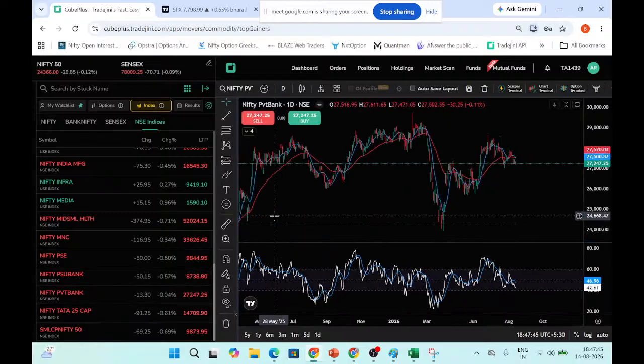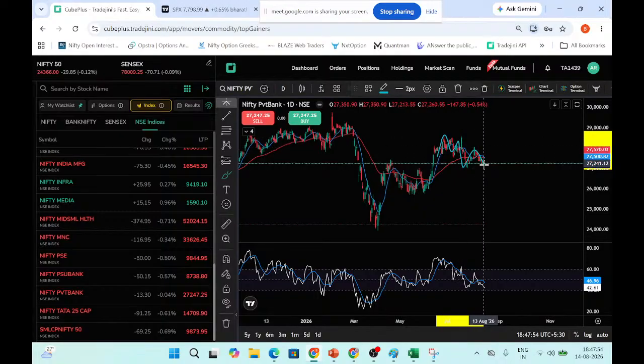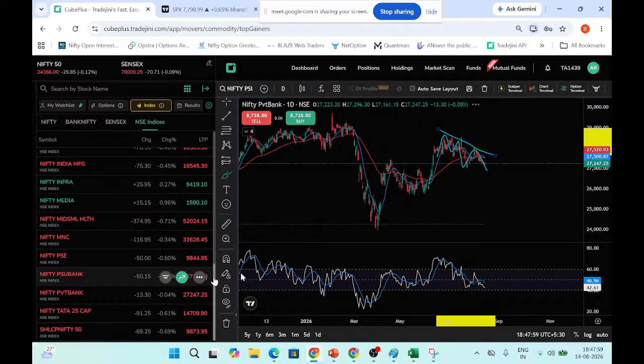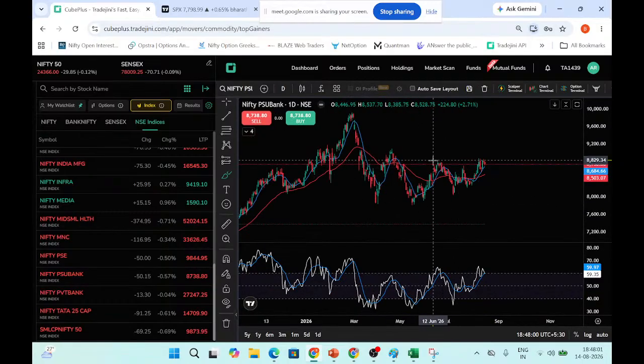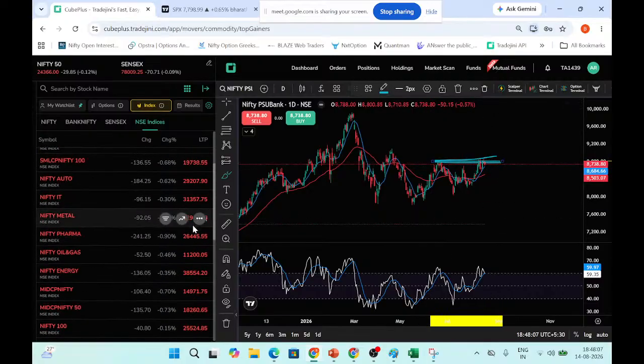Is PSU better or private banks better? Look at this. Private banks are making lower highs and lower lows. Why am I saying this? Because of this. If you have any questions, you can start asking. With respect to PSU banks, they are almost on the verge of breaking resistances. So basically what I understood is banks are struggling. Bank Nifty is struggling. Metals, okay. Definitely FMCG is struggling.